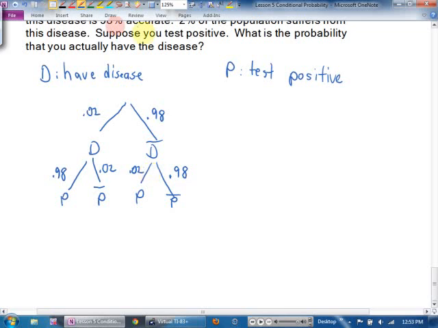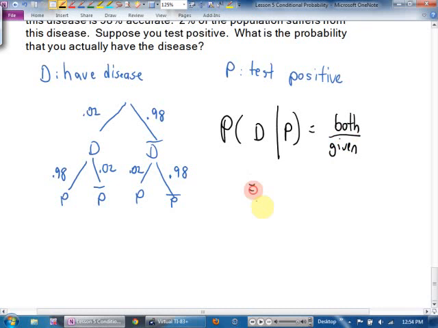Okay, we want to find, suppose you test positive. What do we want to put here? What's the probability that you have the disease? We want to find D given P. Can you see we're going backwards up the tree? And you know what it's going to be? It's going to be both over the given one. So you ready? This is going to be both over the given one. Both D and P, which branch is both D and P? Boom, boom.